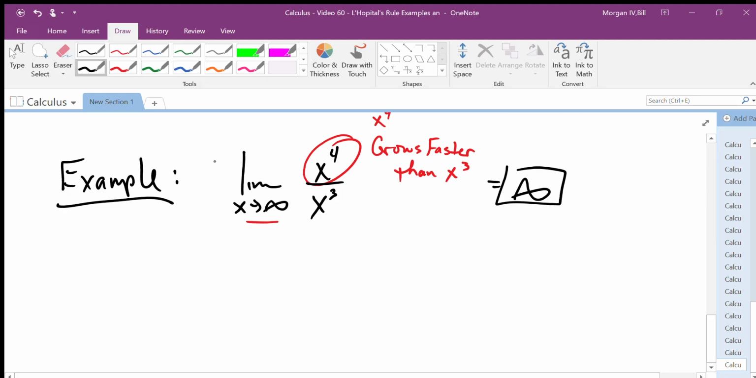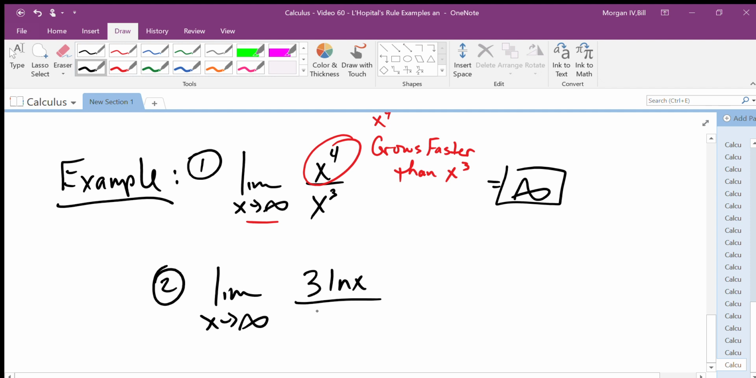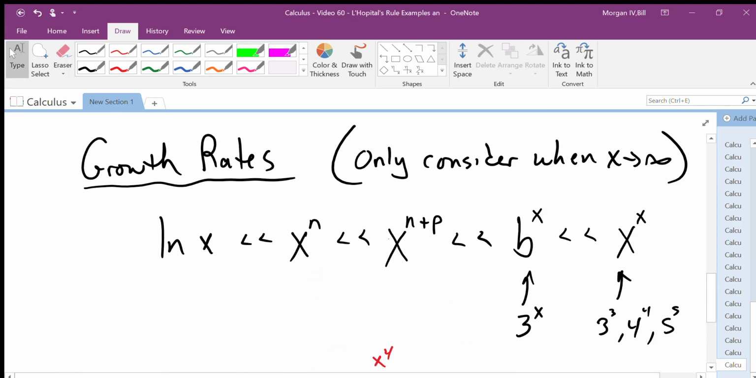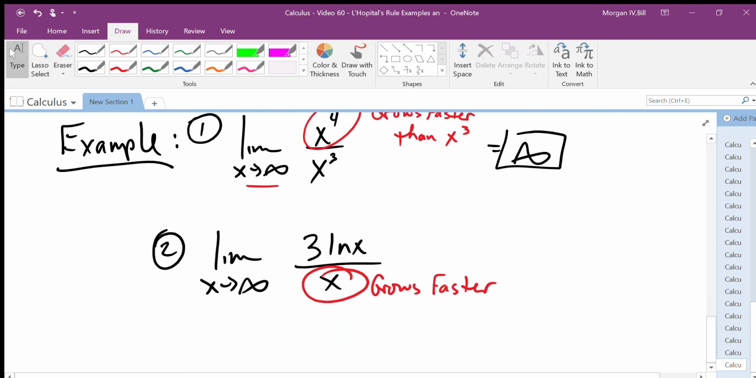Let's take a look at another one though. So there's example 1. Let's look at example 2. The limit as x goes to infinity of 3 times the natural log of x over x. Okay. Thinking about the growth rates, the x grows faster, right? Any sort of polynomial, even raised to the first power, grows faster than the natural log, than a logarithm. So since x grows faster, it's going to overpower the natural log. It's going to have a larger denominator. And if you have a larger denominator, that means this is going to limit it to 0. You're dividing by a larger number than what you have up top.